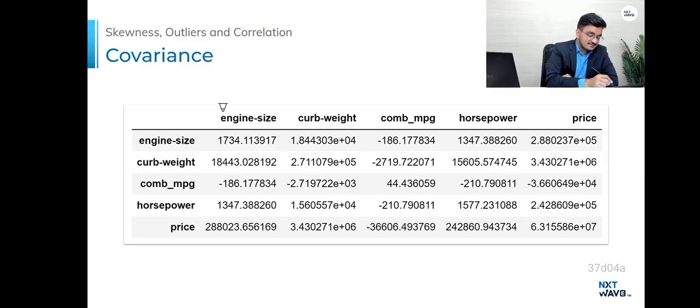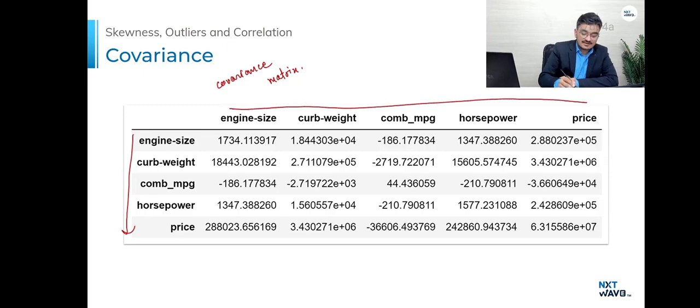And this here represents the covariance matrix. Now let's understand how we can read this matrix. If you see, we have all the five numeric features as the rows and the columns as well, right? So for each of these row and column pairs, let's say I'm talking about engine size and curb weight, we got this value, right?